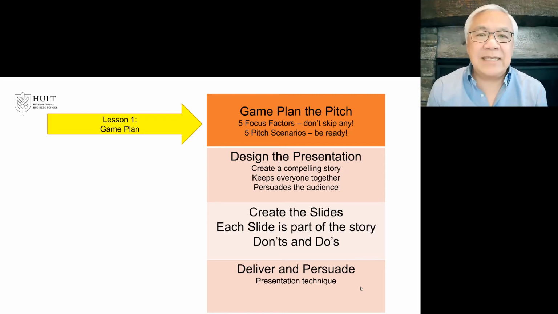Let's move into the essence of the perfect pitch. It's broken into 4 different groups: the game plan for the pitch, designing the presentation, creating the slides that you'll use in your presentation, and finally, delivery and persuasion. Now, notice there are 4 steps.